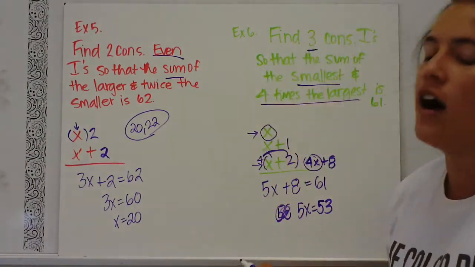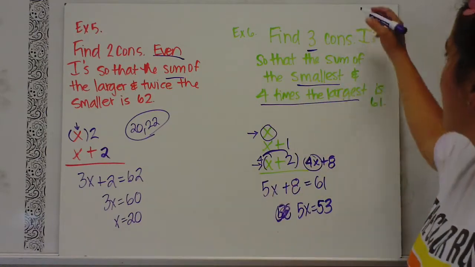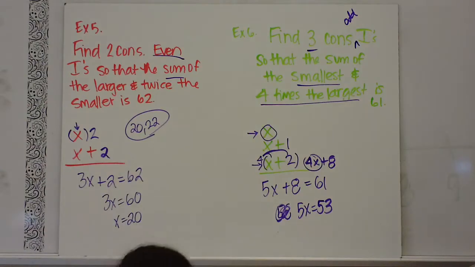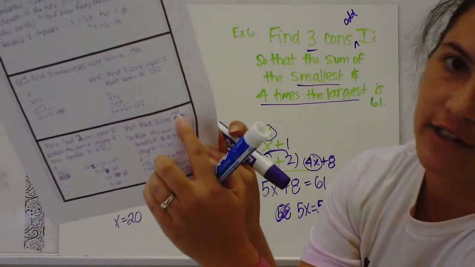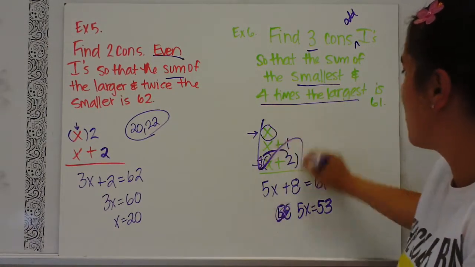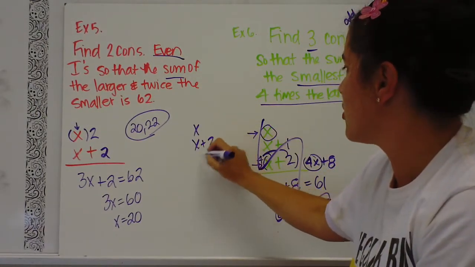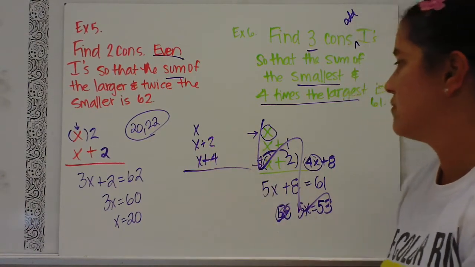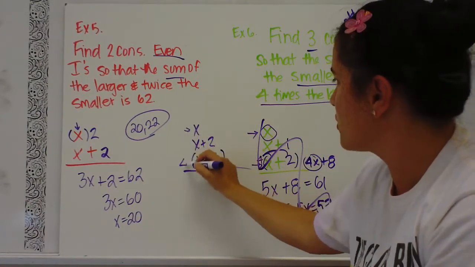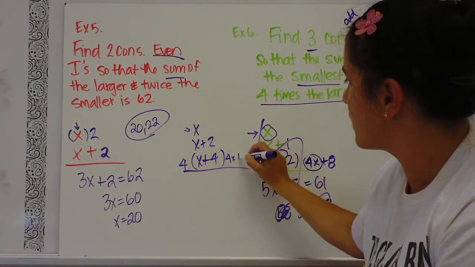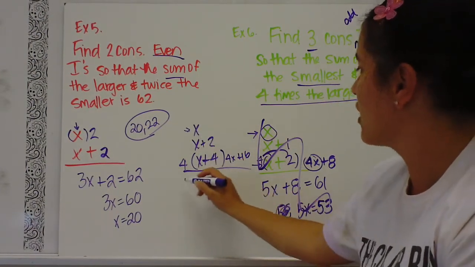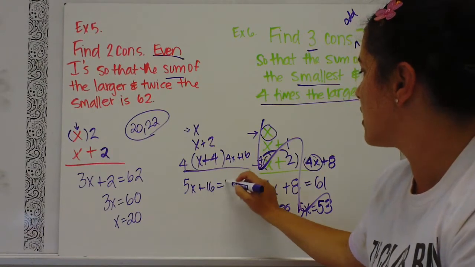Fine. 3 consecutive. Oh, my bad. 3 consecutive odd integers. Look. Odd integers. I apologize. So that means this is x plus 2, x plus 4. I'm sorry. So we take the smallest and 4 times the largest, which is going to be 4x plus 16. I apologize. And then we're going to get 5x plus 16 equals 61.